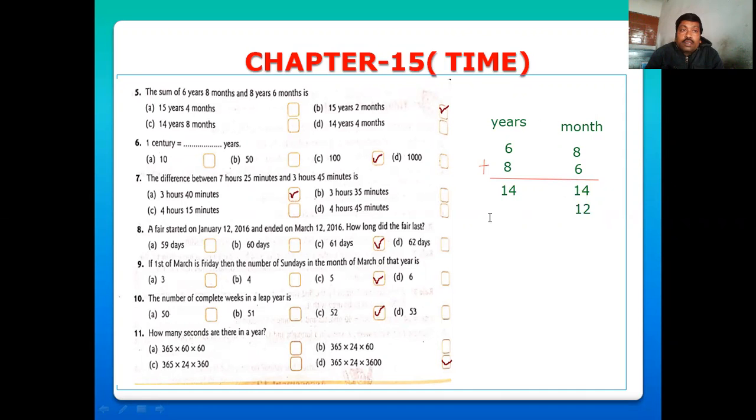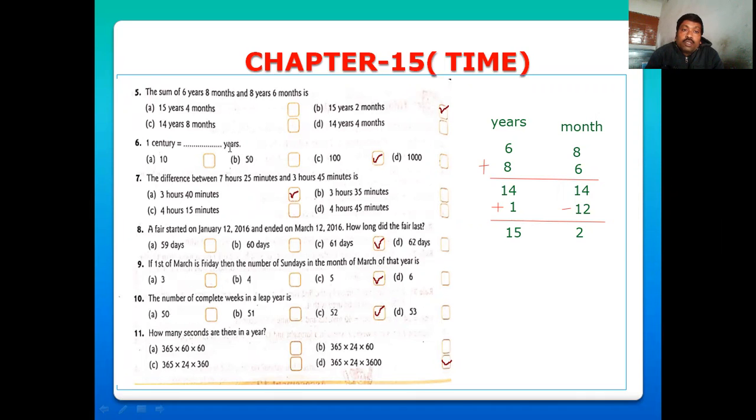And when we subtract 1 times 12, then we will add 1 here, 1 year. Okay. And now 14 minus 12 will be 2, and 14 plus 1 is equal to 15. In this way, our answer will be 15 years, 2 months. So answer B will be correct.